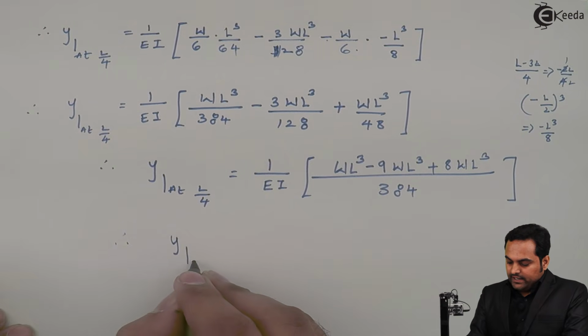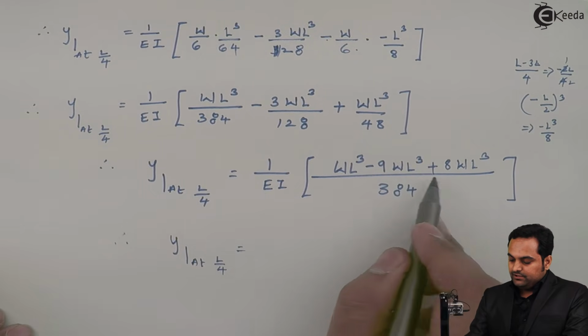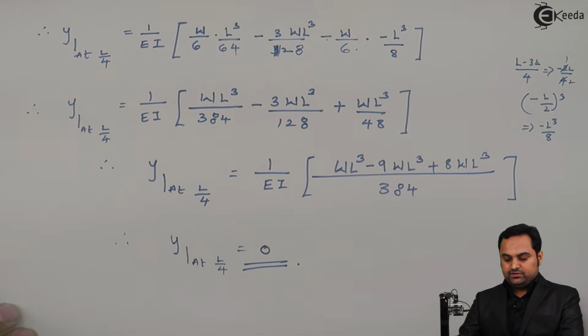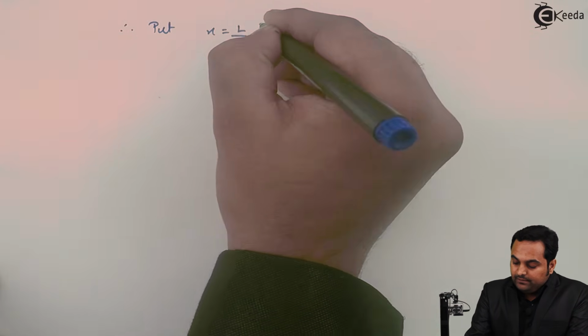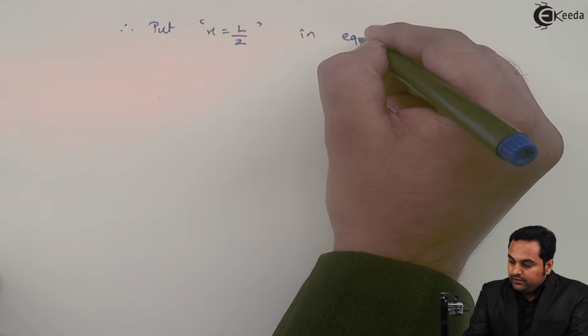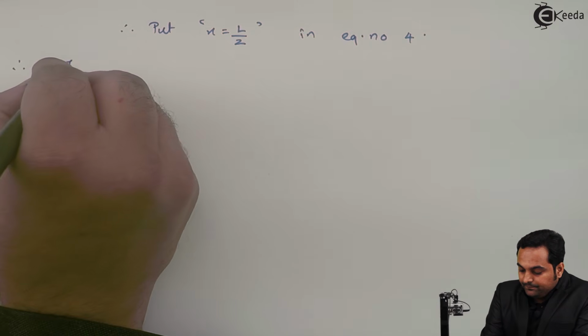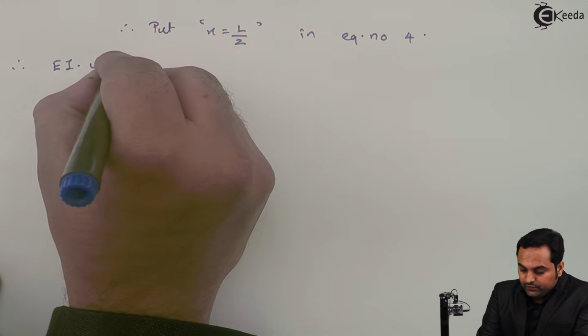So now here I am getting y at L by 4 distance. That comes out to be, if I simplify this term, that will be 0. So it means here I am not getting the maximum deflection. So for that I'll have to keep another value, and that is at L by 2 distance. So I'll say that therefore put x is equal to L by 2 in equation number 4.